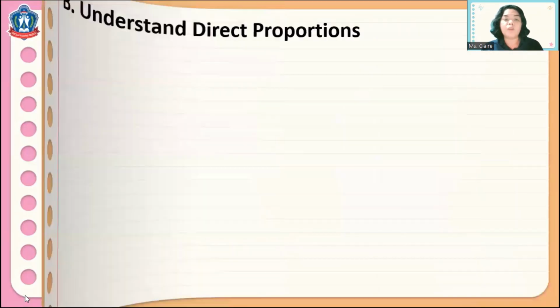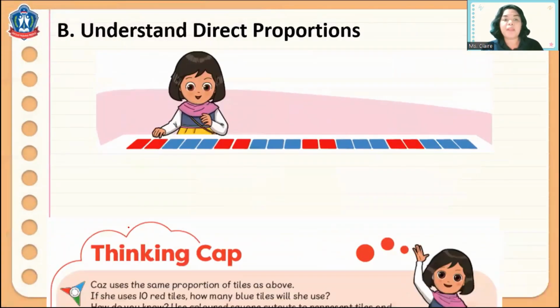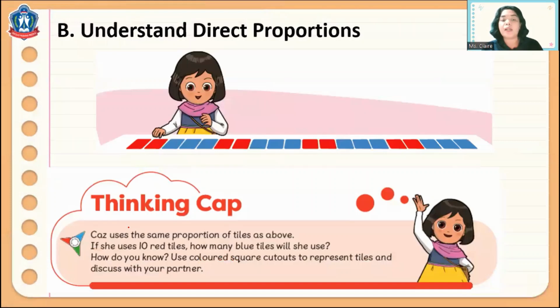Let's move on to another example. How about if the girl uses 10 red tiles? How many blue tiles will she use? So, assuming that she uses the same proportion of tiles as above. So, what is the proportion there? In every 2 red tiles, there are 3 blue tiles. So, if she uses 10 red tiles, how many blue tiles will she use? If you know the answer, you can share that during our class.